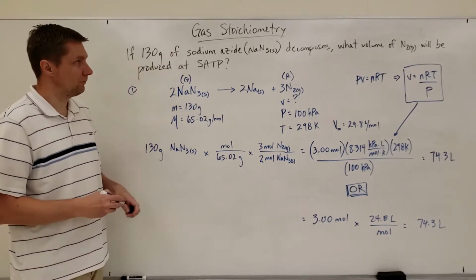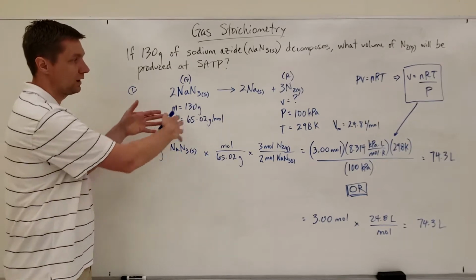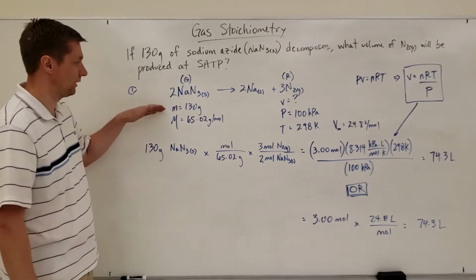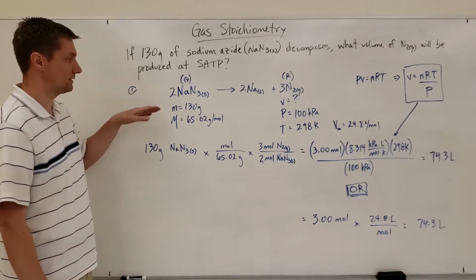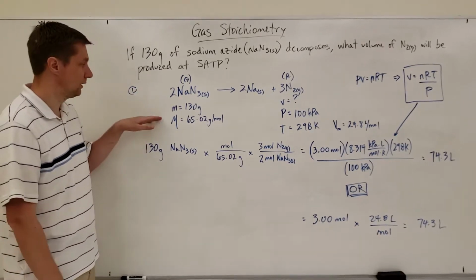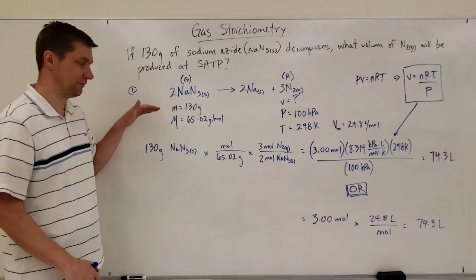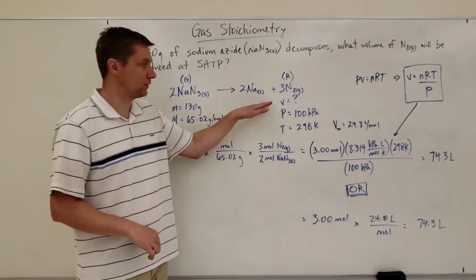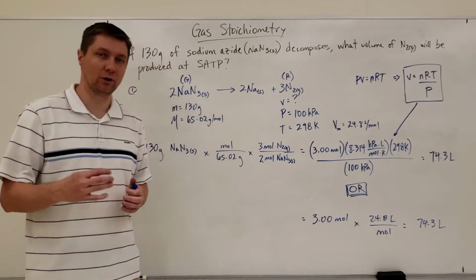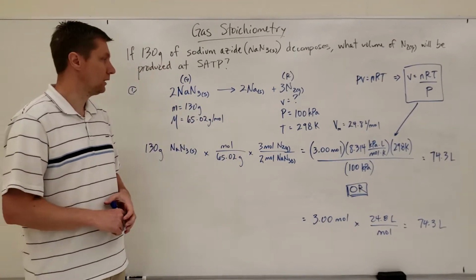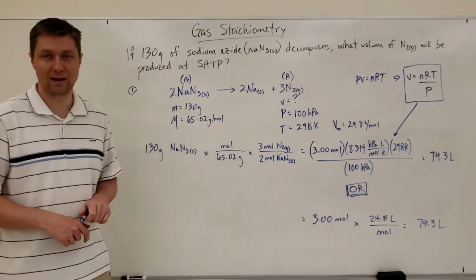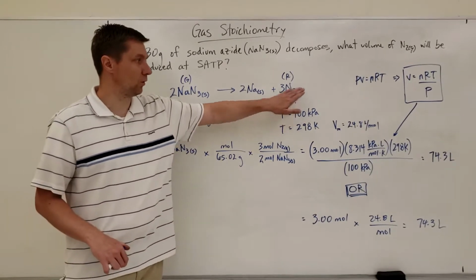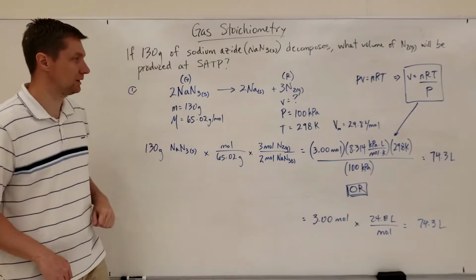Then, given my information in the problem, I've organized the information down below, just like I've done before. So I've got my mass of sodium azide, which is 130 grams, and my molar mass of that, because if I'm given a mass, I definitely want a molar mass for that. And then the question wants me to calculate the volume of nitrogen that's produced if that much sodium azide decomposes. And so the volume is what I'm looking for. That's my required. This is my given.